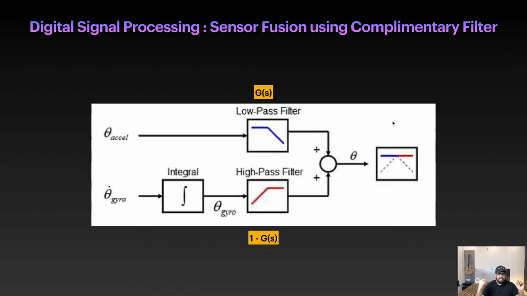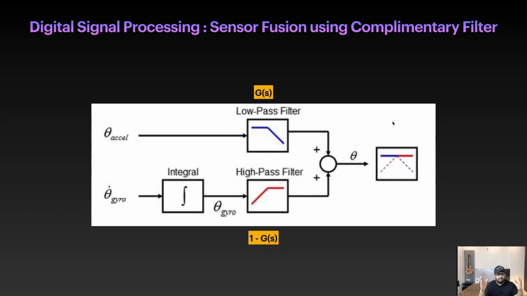We can do that using something called a complementary filter, and a complementary filter is a very easy to implement, very powerful concept. And what is happening here? As I mentioned, the accelerometer is not reliable in the short term, the gyroscope is not reliable in the longer term. So how can we take the best of both worlds?